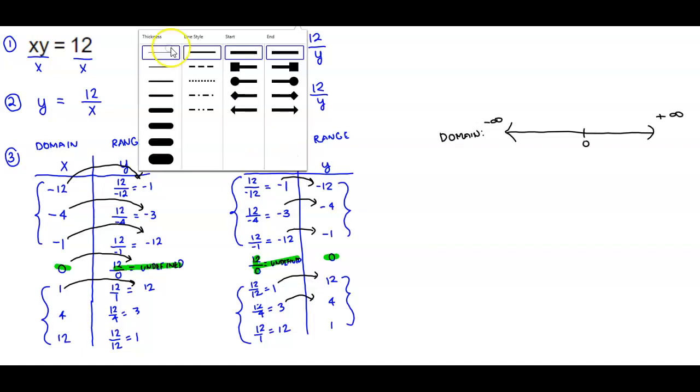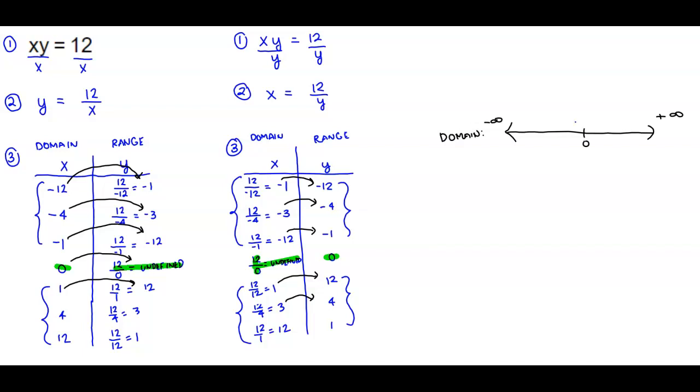So when we want to write the domain, we're going to have to go to 0, but we can't include 0. That means we have to stop at 0, and then we have to start again at 0 and go in that direction. So therefore, we're going to say that the domain is the following. It's going to go from negative infinity, comma, 0, parenthesis, union, parenthesis, 0, comma, positive infinity.